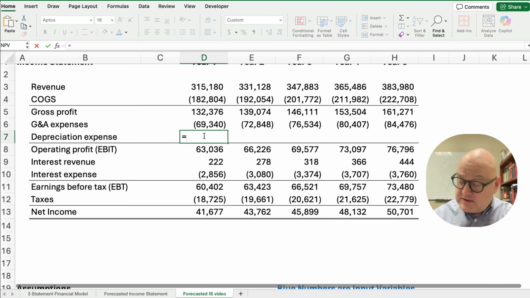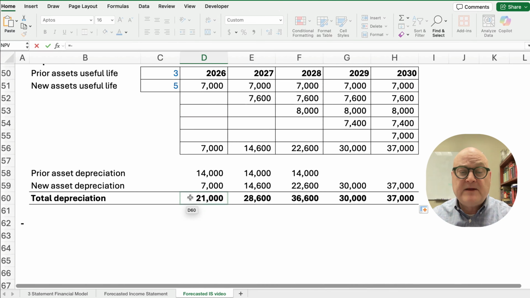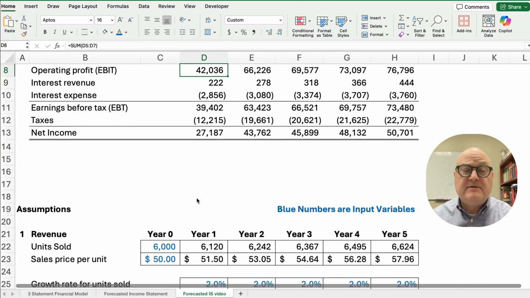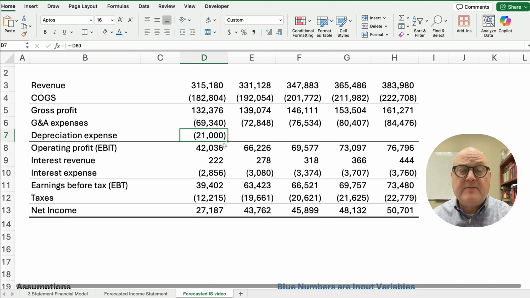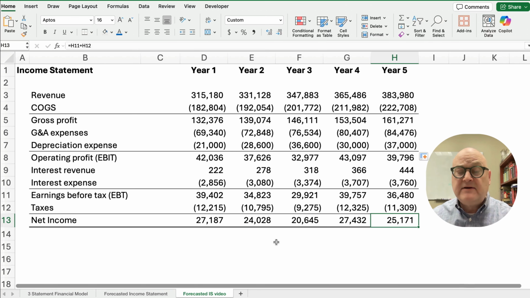So it's going to be equals a minus. Depreciation expense is going to be 21,000, and then we copy it all the way across, and you see our net income goes down to 27,000, 25,000 at the end of year 5. So you can see we have forecasted a 5-year income statement using assumptions.